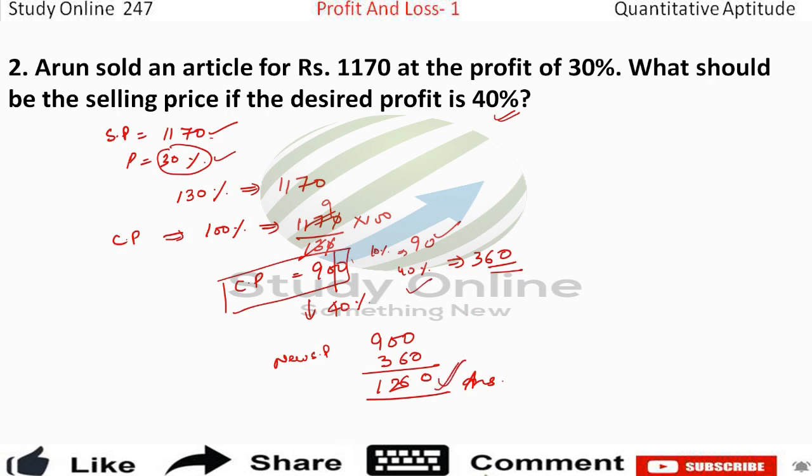Cost price was 900, profit was 40% on the cost price. So 40% of cost price is 360. So this is the profit. Selling price is cost price plus profit. So this is our selling price.